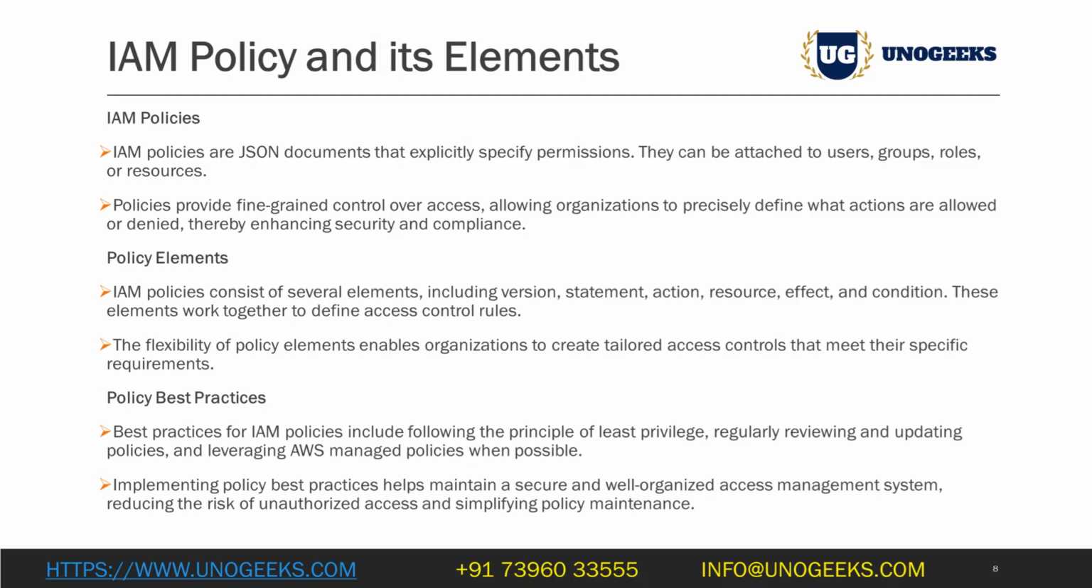And what are the policy elements available? The policy elements include version, statement, action, what action needs to be done, and effect, for example allow or deny, and what the conditions are. For example, if the request comes from a particular IP, then only they can access some resources. Yes, we can put some conditions. These elements work together to define access control rules. This flexibility of policy elements enables organizations to create tailored access control that meets their specific requirements.